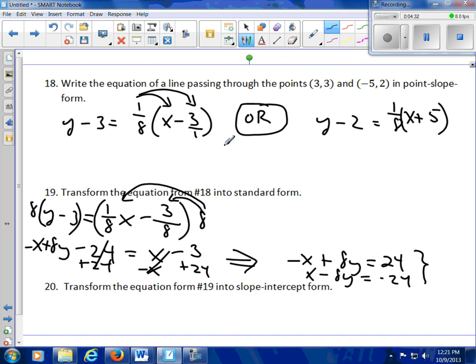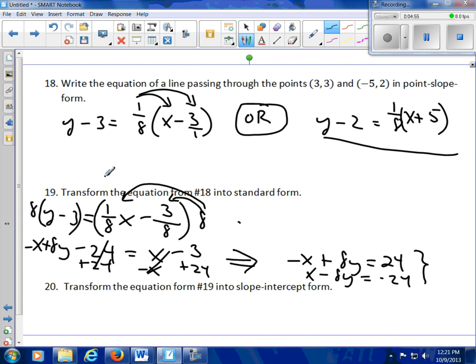All right. If you had picked the second option, the y minus 2 equals 1/8 x plus 5 option, you're going to follow the same exact process you did transforming the first equation into standard form. So I'm not going to show it, for time's sake for the video, all over again.